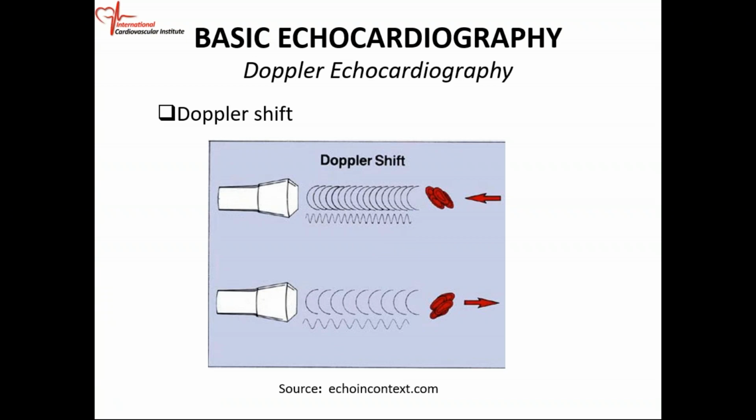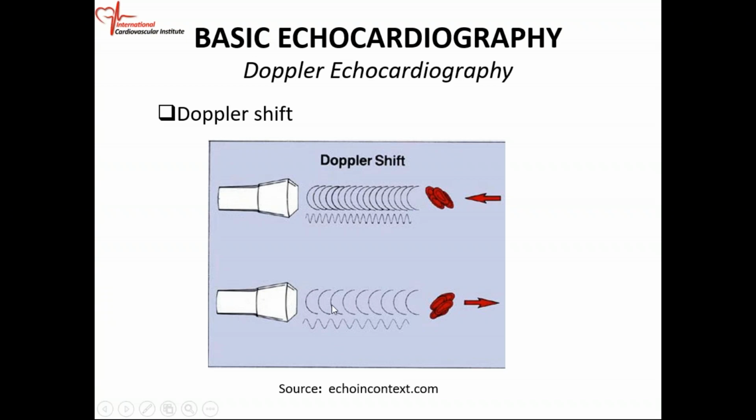So when the wavelength is shorter, it suggests that you have increased frequency. If the blood or tissue is moving towards the transducer, then the receive frequency, not the transmitted frequency, the receive frequency is increased. And that's depicted as decreased wavelength, okay, increased frequency.